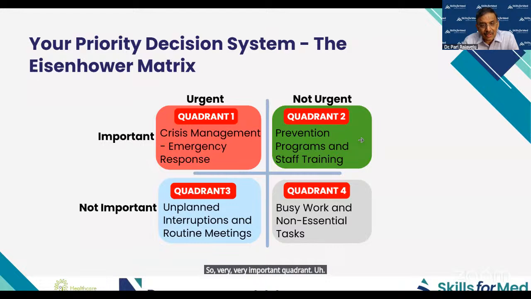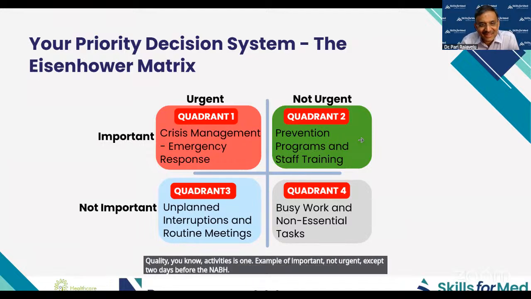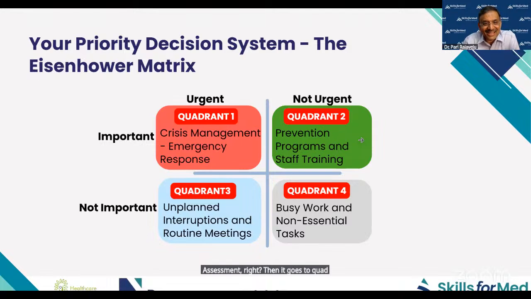In terms of healthcare, preventive activities and quality activities are examples of important, not urgent tasks, except 2 days before the NABH assessment, right? Then it goes to quadrant 1. That's when we all work for the NABH. But if we work in quadrant 2, preparing for NABH, then you won't go into quadrant 1. So that's the idea. This is important and not urgent.